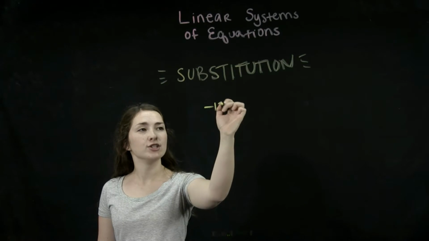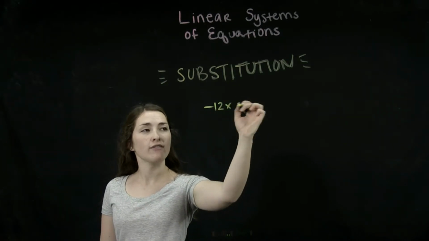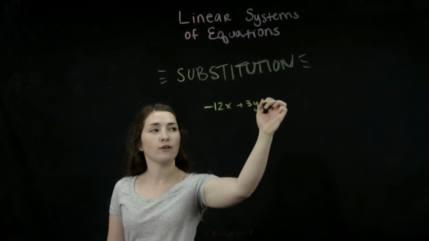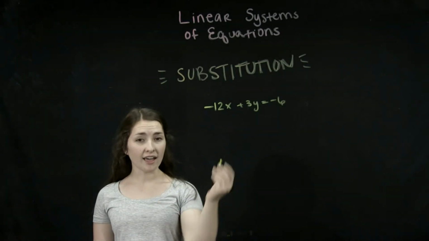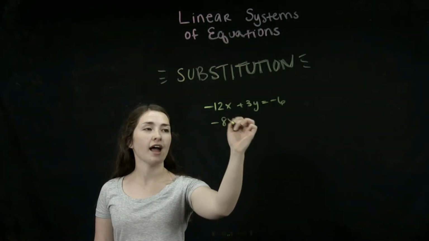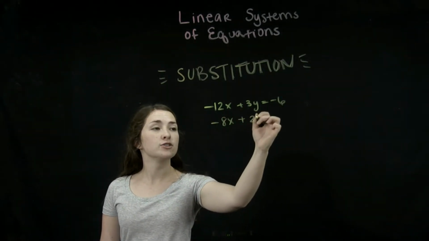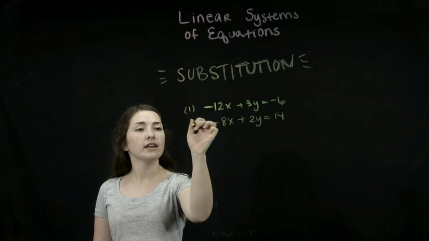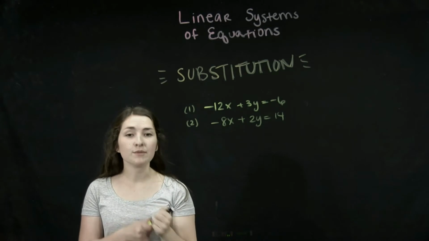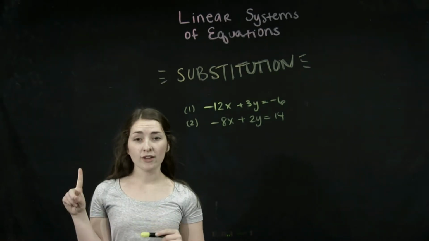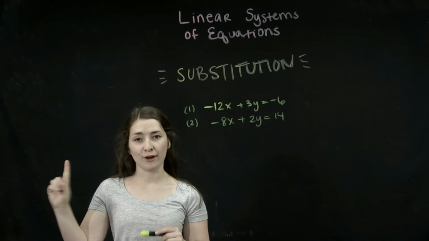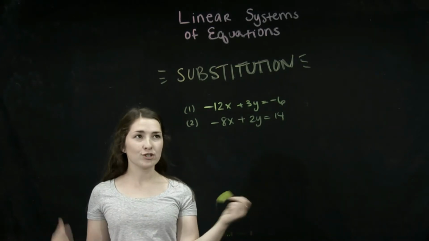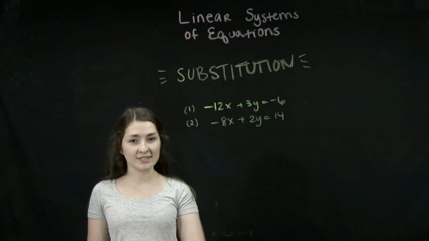If we have the two linear equations, negative 12x plus 3y equals negative 6, and negative 8x plus 2y equals 14, we need to start the same way we always start a substitution problem and take one equation and isolate one variable. This time we actually have a choice. We don't have a y handed to us on a silver platter.